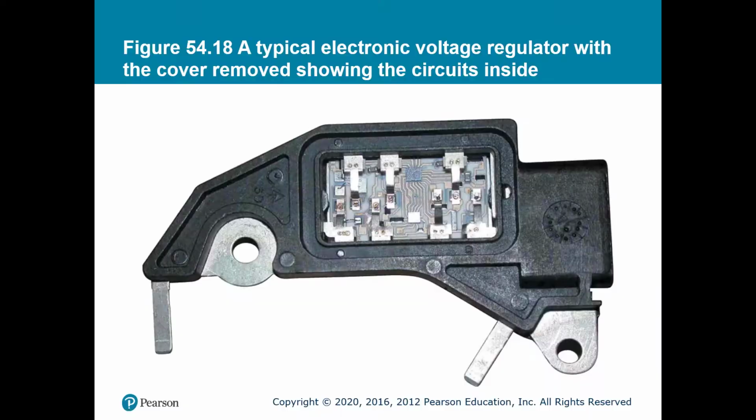This image shows an internal voltage regulator. It's very, very small, fits in the palm of your hand. It's loaded into the brush end housing or the slip ring end housing of the alternator. And you can see the circuit board there. It's coated in a thick film or a thick jelly to keep it from overheating. So that's one of the problems of putting these in the alternator. They can get hot and they can fail.